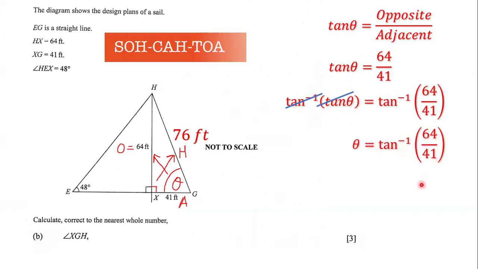And so that means that when we take the tan inverse of 64 over 41, we get that theta is going to be equal to 57.35535987. But we want to write our answer correct to the nearest whole number. So we look at this number, 3. 3 is less than 5, so that means that we cannot round up. So our answer here, theta, is 57 degrees. That means that angle XGH, this angle right there, is 57 degrees.